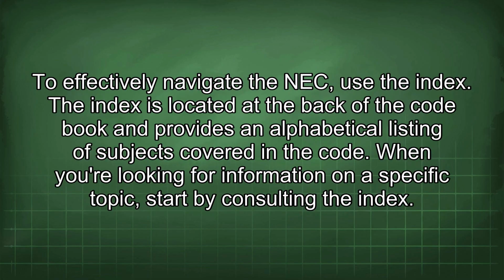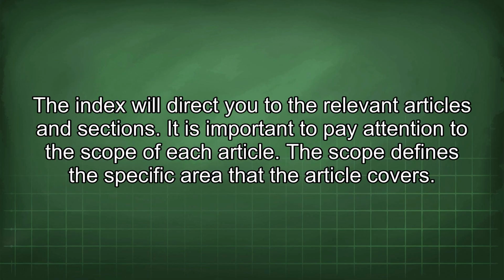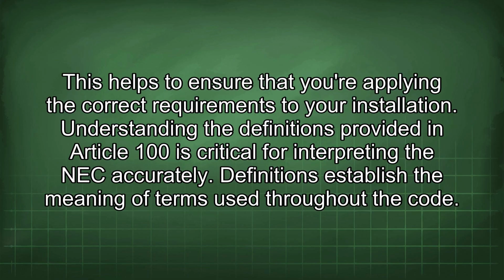To effectively navigate the NEC, use the index. The index is located at the back of the code book and provides an alphabetical listing of subjects covered in the code. When you're looking for information on a specific topic, start by consulting the index. The index will direct you to the relevant articles and sections. It is important to pay attention to the scope of each article. The scope defines the specific area that the article covers. This helps to ensure that you are applying the correct requirements to your installation.